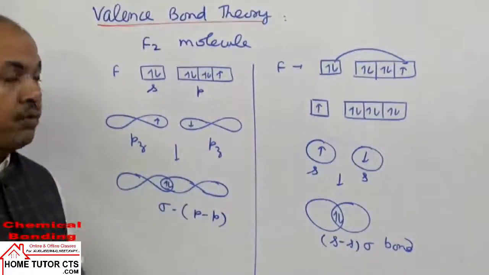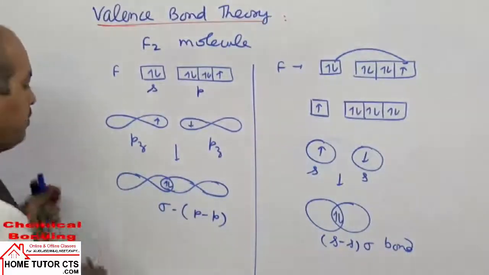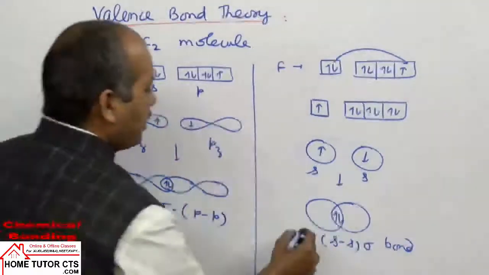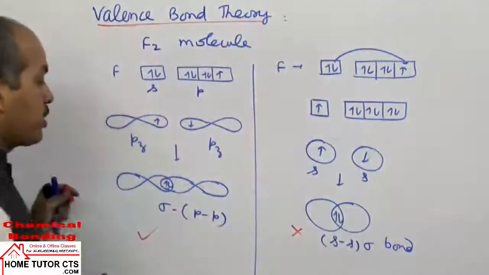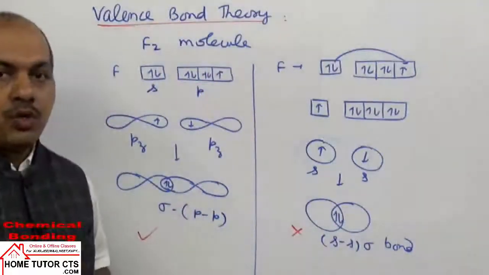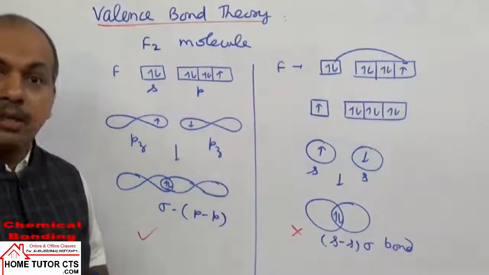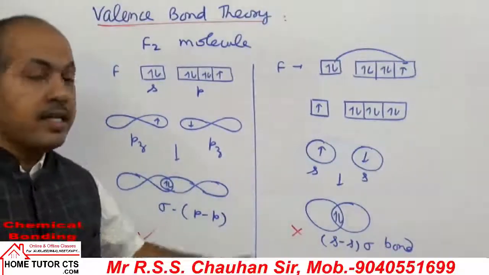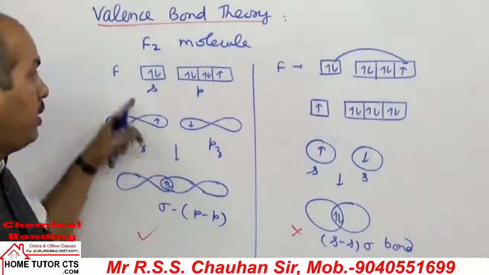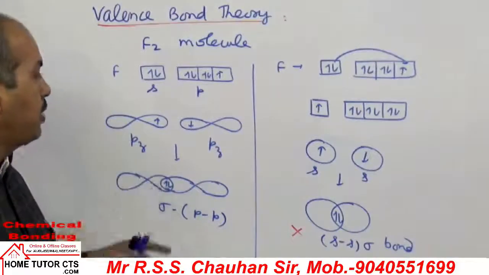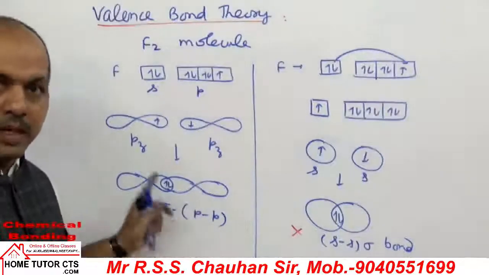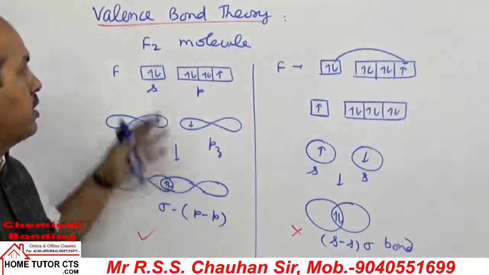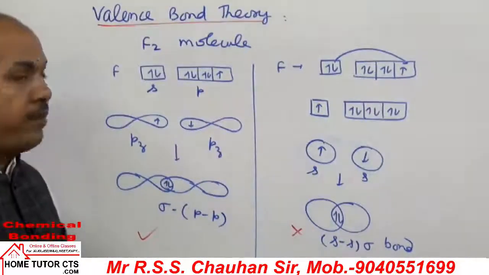Now in the two, which is preferred? The second one is preferred. Why is the first one not preferred? Reason: they are weaker bonds. Overlapping extent is more in the pp sigma bond as compared to the s sigma bond. That is the reason the F2 molecule will form the pp sigma bond. Are you getting this point? That is the F2 molecule, overlapping of orbitals.